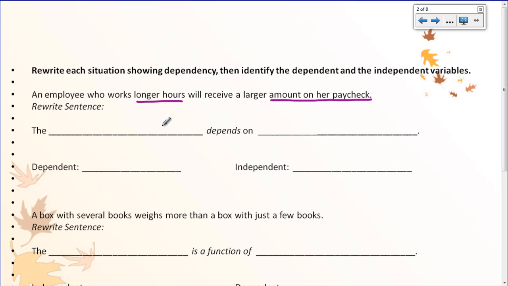I want you to ask yourself, if I were thinking about this, which would depend on the other? Does the number of hours I work depend on how much money is on my paycheck, or does the amount of money on my paycheck depend on how many hours I work? Hopefully you've asked yourself this question, and now you're like, well, self, the amount of my paycheck depends on the number of hours I work.